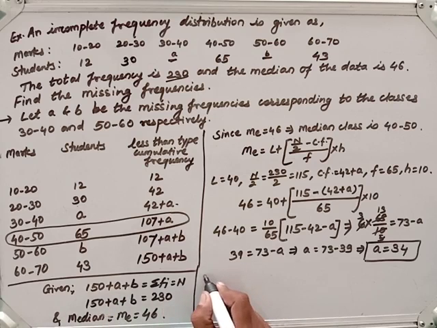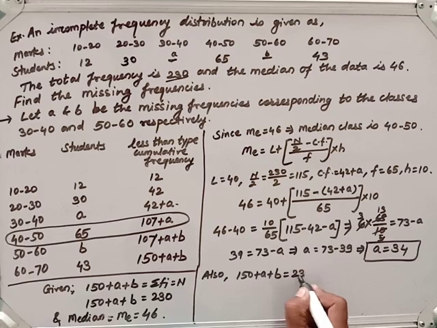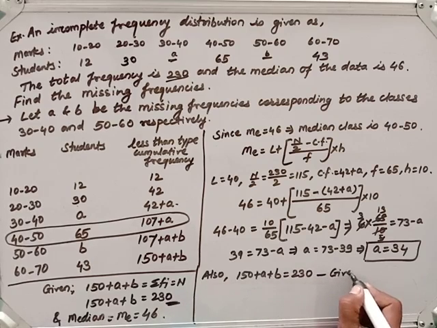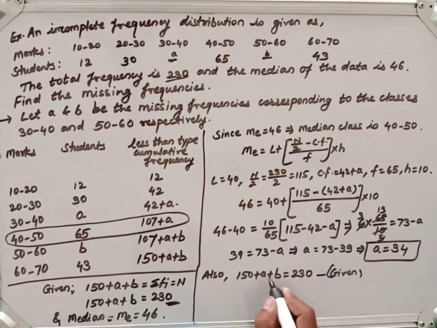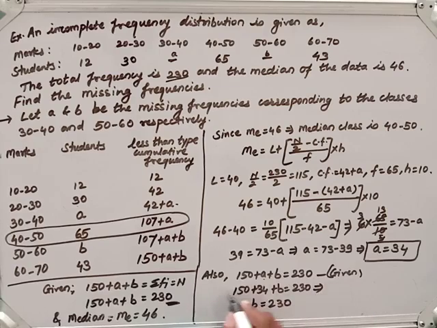Now from this given result, we can determine B. So also, 150 plus A plus B is equal to 230. This is given. Okay, so let us put in A here. So 150 plus 34 plus B is equal to 230. So B is equal to 230 minus, let me write this sum here. This sum is what?